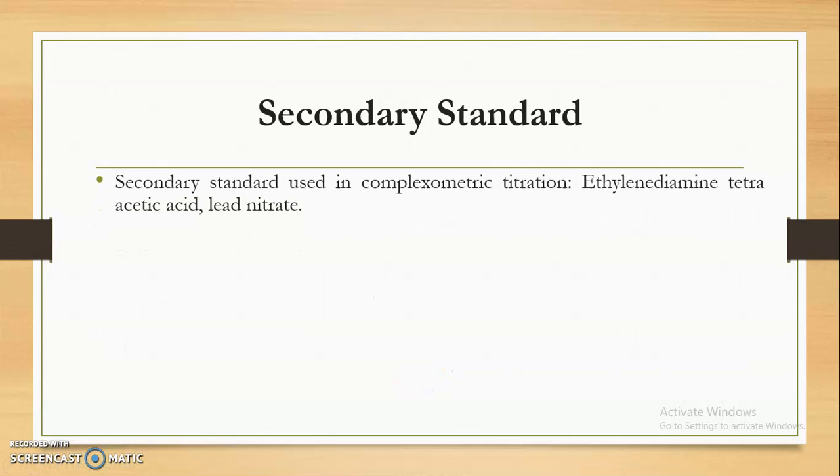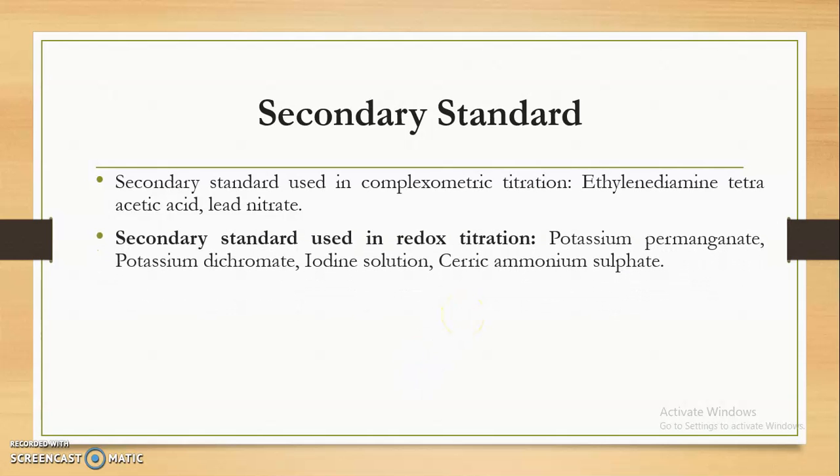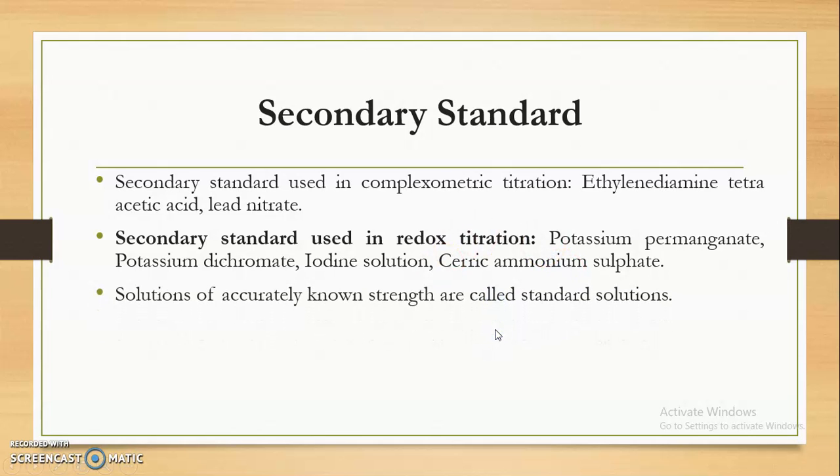Secondary standards used in complexometric titration are ethylene diamine tetraacetic acid, that is EDTA, and lead nitrate. Then in redox titrations, potassium permanganate, potassium dichromate, iodine solution as well as ferric ammonium sulfate. Then solutions of accurately known strength are known as standard solutions, which can be prepared from a primary standard, and if we want to prepare a secondary standard, then it needs to be standardized against our primary standard.